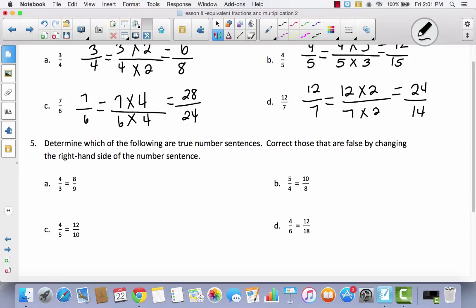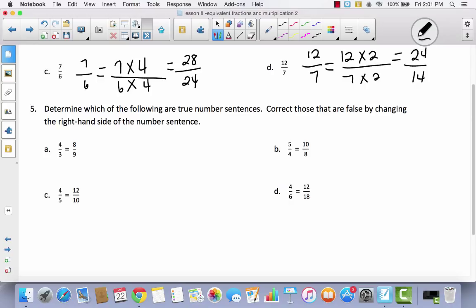All right, so it says, determine which of the following are true number sentences. Correct those that are false by changing the right-hand side of the number sentence. Okay, so first of all, I want to determine, is 4/3 equal to 8/9? Remember, in order for these to be equal, that means that I should be able to multiply the numerator and the denominator by the same number to get 8/9. But if I'm going to get 8 on the top, I have to multiply times 2. And to get 9 on the bottom, I'm going to have to multiply times 3. So this is not an equivalent fraction. So I'm going to call this false.